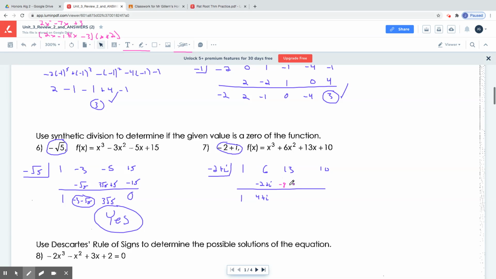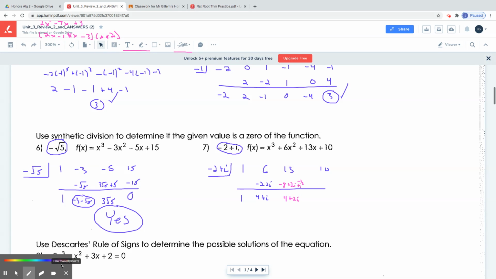4 times i is 4i. We combine -2i and 4i. We get +2i. And then I get i times i, which is i squared. But remember, i squared is -1. So I really have a -9 here. So -9 and 13 is 4. We get 4 plus 2i.